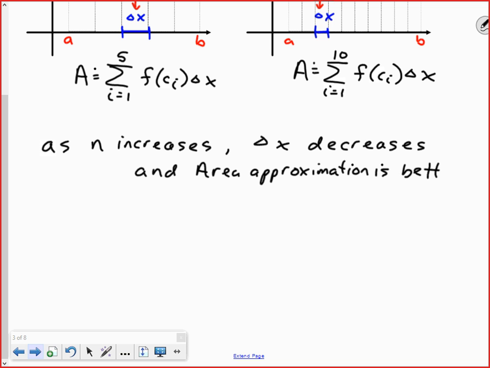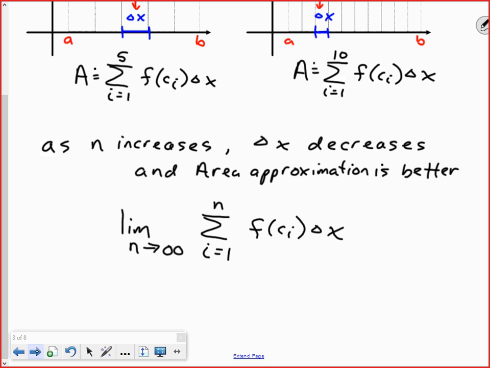So if we want to make our area approximations better and better, we make more and more of these subintervals by increasing the value of n. If we want to make it really good, what we could do is take our Riemann sum approximation here, the sum as i goes from 1 to n of f at c_i delta x, and take the limit as n goes to infinity. Basically, see what happens as we make n infinitely large. So we'll make n larger and larger, and look for a trend in our area estimates.